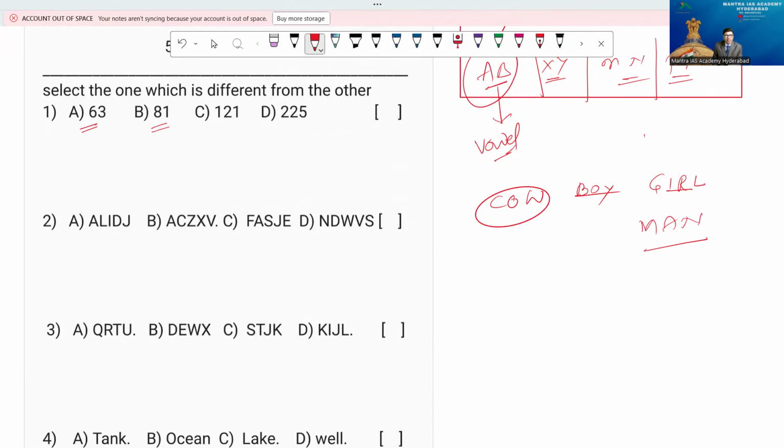Now come to the point. 63, 81, 121 and 225. But here the logic is very simple. Two digits are there, in this case 3 digits. So better not to apply digit logic here. It's 11 square, it's 15 square, it's exactly 9 square. So this number is not a square. Don't go for the secondary logic. By primary logic you are getting that.